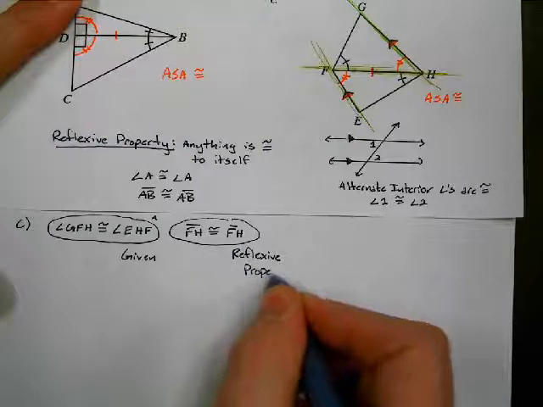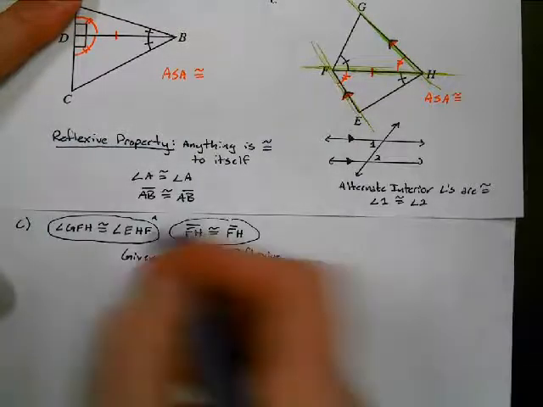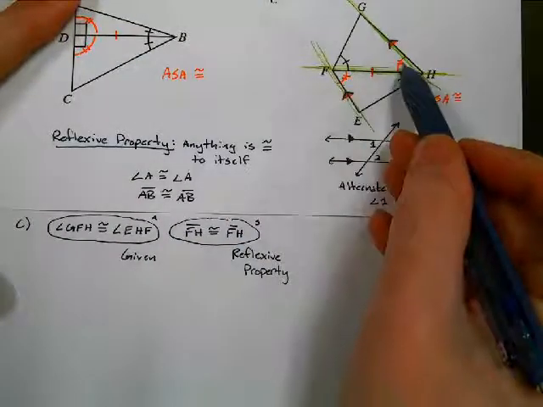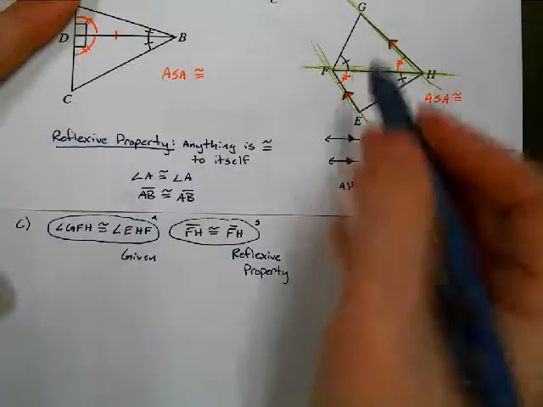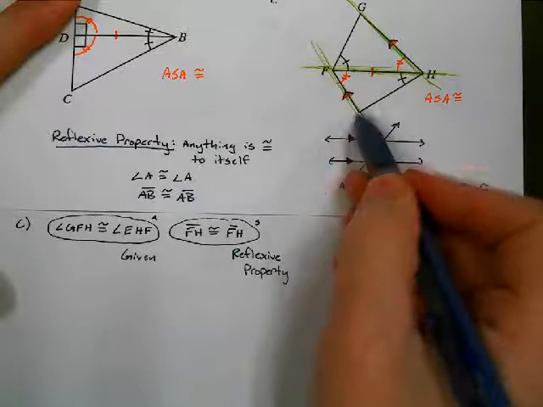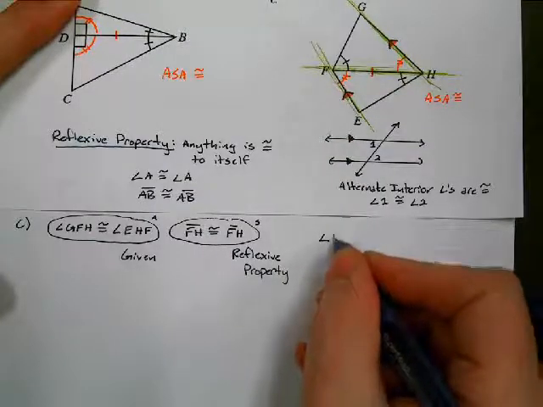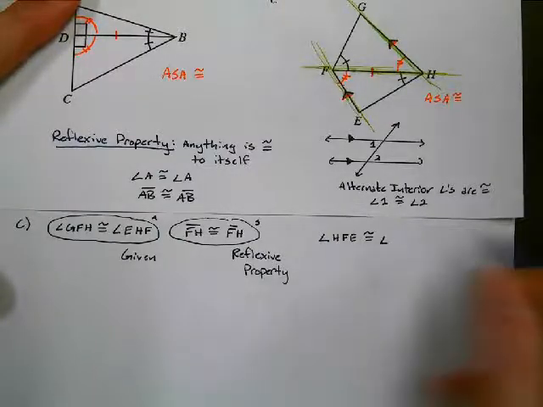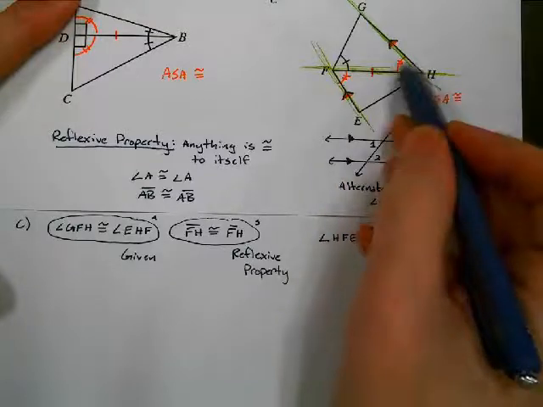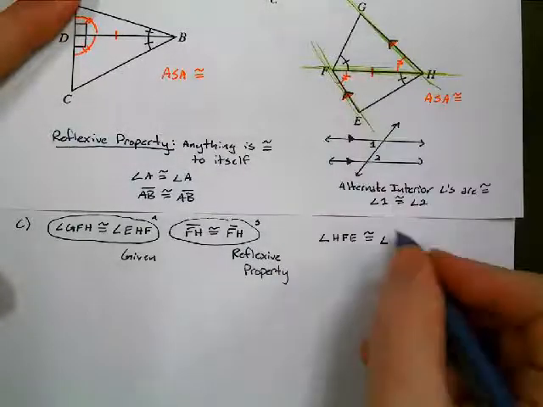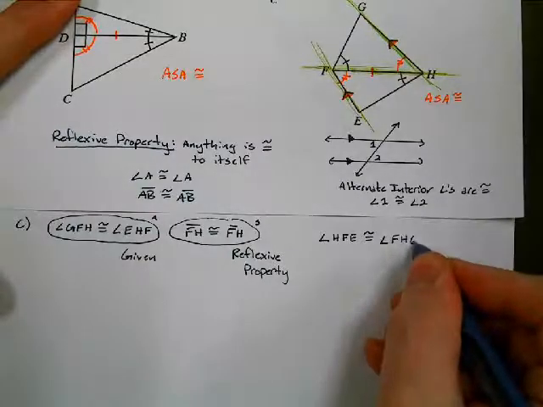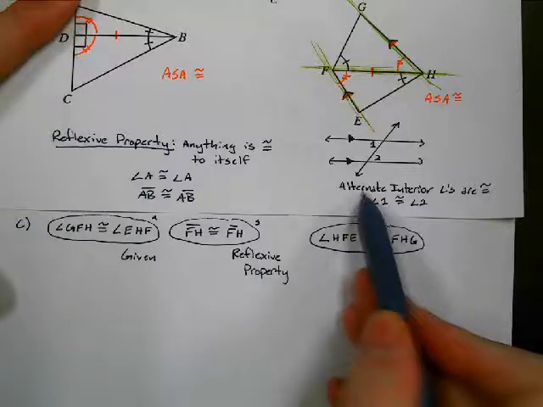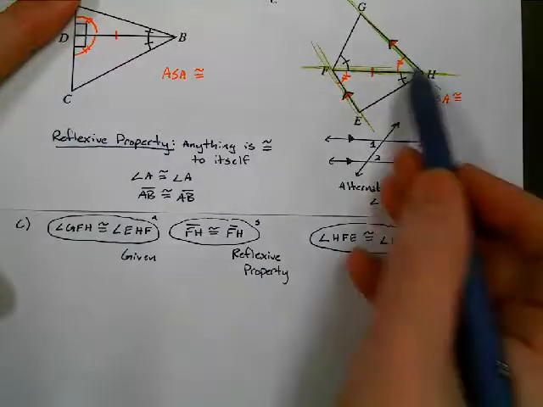Okay, so I've got an angle, I've got a side, and now I need more angles. So we marked these two. Let's say this angle we would call HFE. So we're going to say that angle HFE is congruent to angle, so I did this one, and now I'm going to use this one, FHG. And the reason is because alternate interior angles are congruent. We said these were alternate interior angles, and alternate interior angles are congruent.